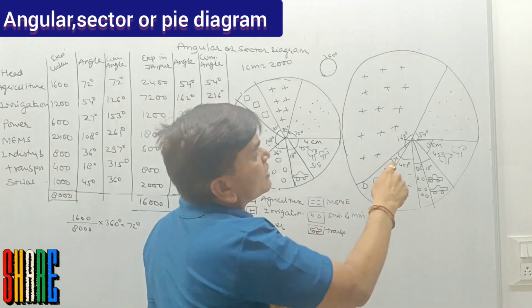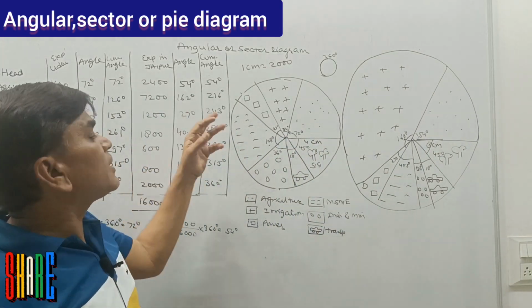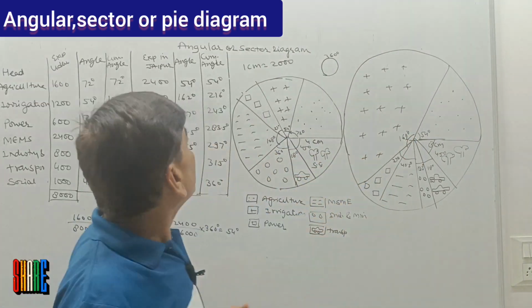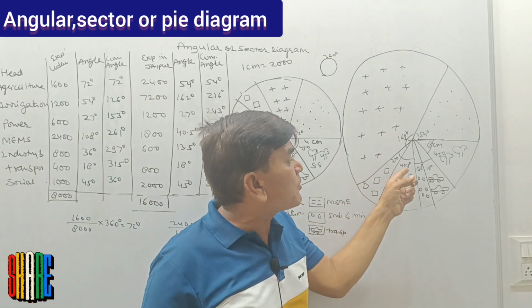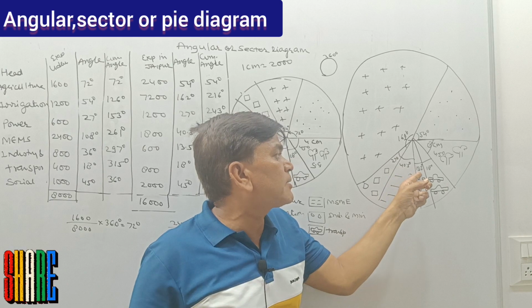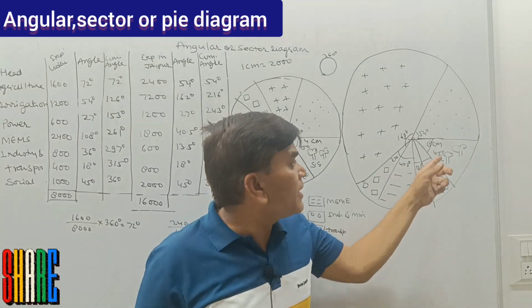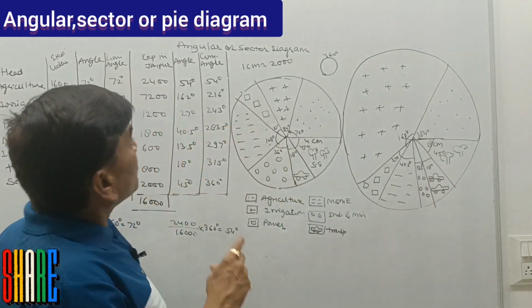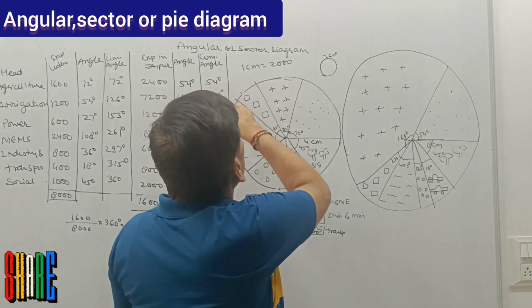So first we will draw the angle of 54 degrees. Second we will draw the angle of 162 degrees. The third angle will be 27 degrees, the fourth angle is 40.5 degrees, the fifth angle is 13.5 degrees, the sixth angle is 18 degrees, and the last one is 45 degrees. To draw easily, we have the cumulative angle.